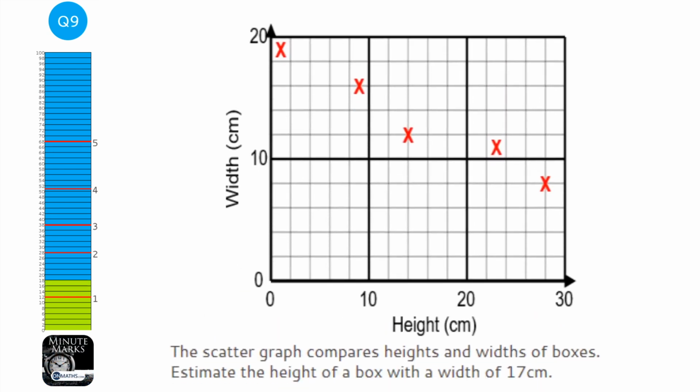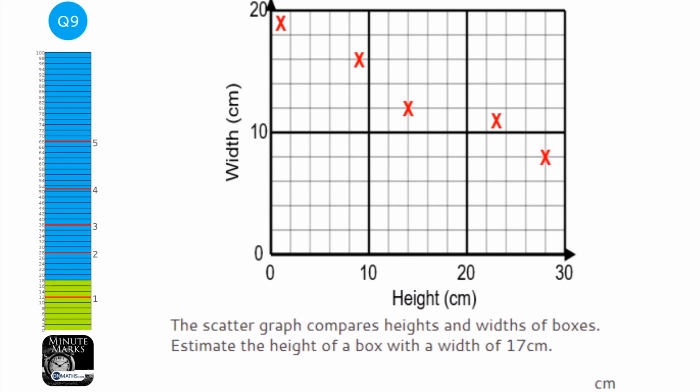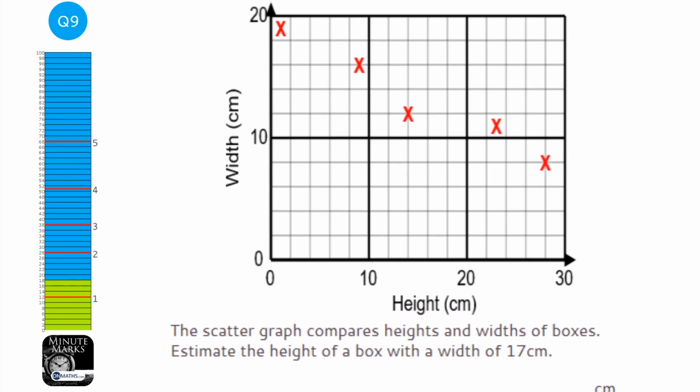Okay, so whenever we're asked to estimate with a scatter graph, we're always going to start off by drawing a line of best fit. So I'm going to draw my line of best fit, and yours might be different to mine, that's absolutely fine. Now, it's asking us to estimate the height, and it's giving us the width. And that's really important because the width is up the side. So a common mistake would be to read 17 from the bottom, but the height is at the bottom.